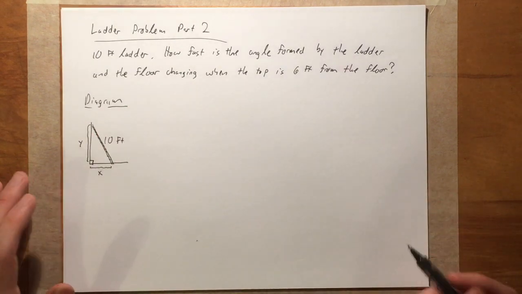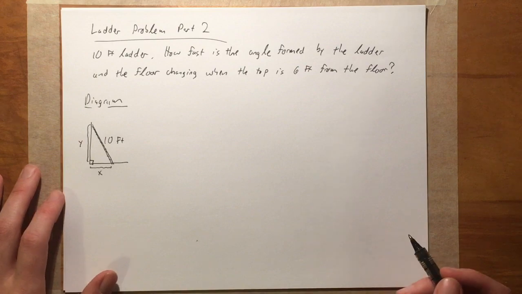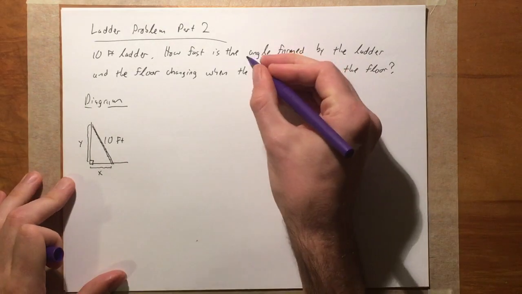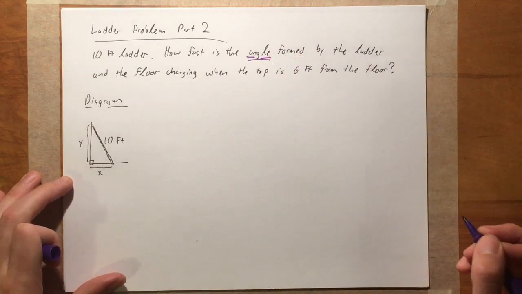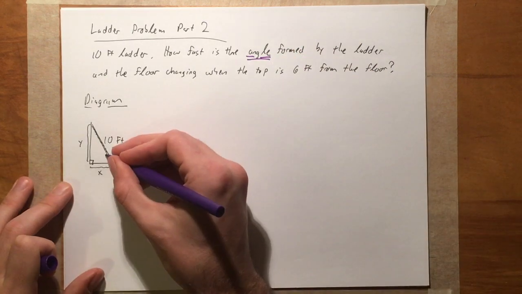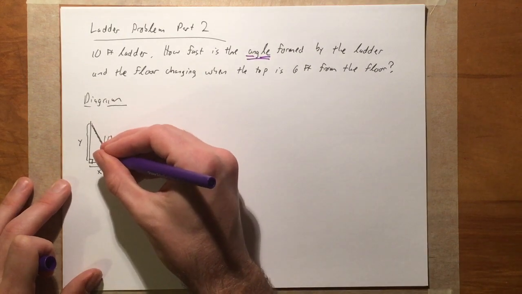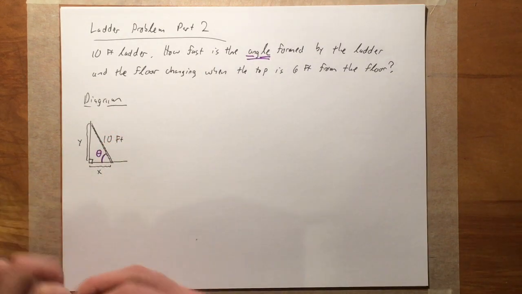But then there's another thing in here that we should label, which is important to this problem, and that is the angle formed by the ladder and the floor. So I'm going to label that in my diagram as well. That's this angle right here, and I'm going to give that a name. It's an angle, so I'm going to use theta.